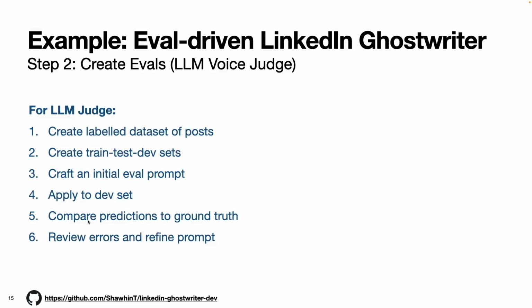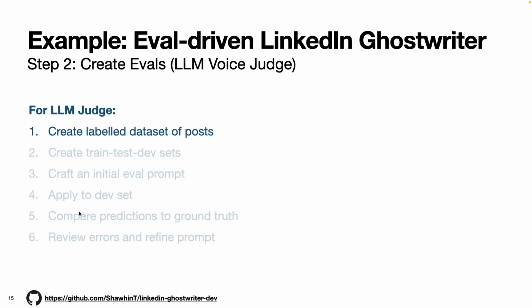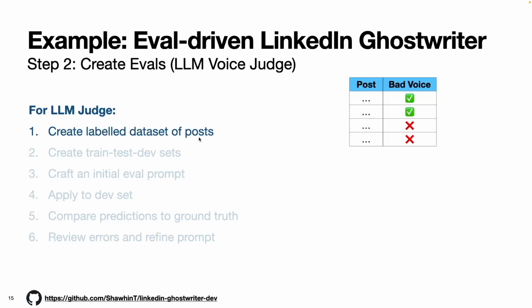Again, here is the 6-step process I flashed earlier on how I made the LLM judge. I'm going to walk through this one step at a time. The first step was to create a labeled data set of posts. This is going to consist of manually reviewing posts one at a time and then assigning a label to each of them. So basically saying if the post has a bad voice or doesn't have a bad voice. So in other words, does it sound like me or does it not sound like me?